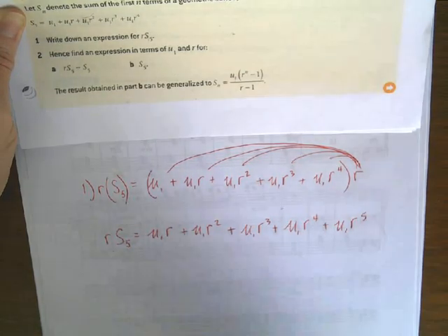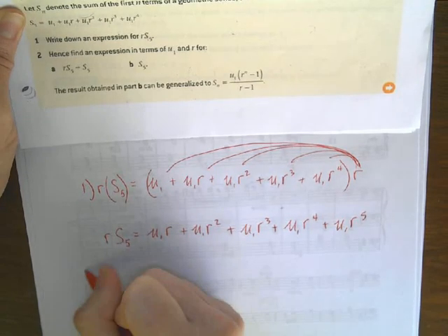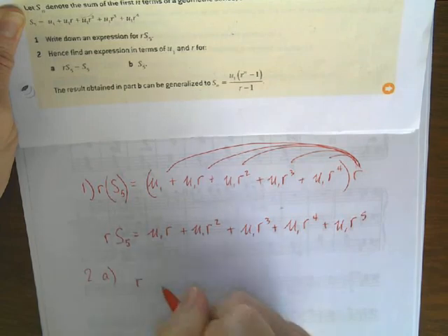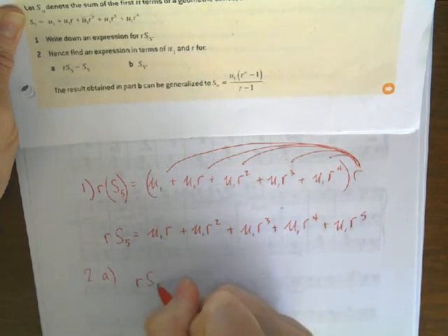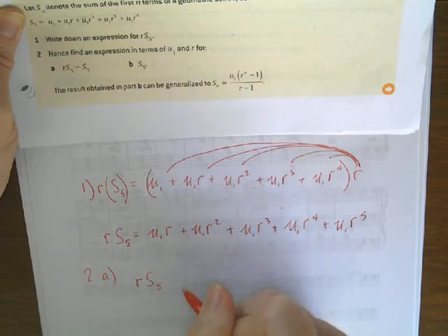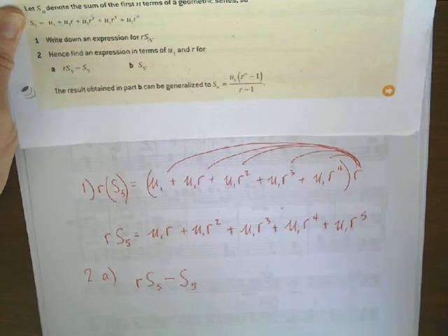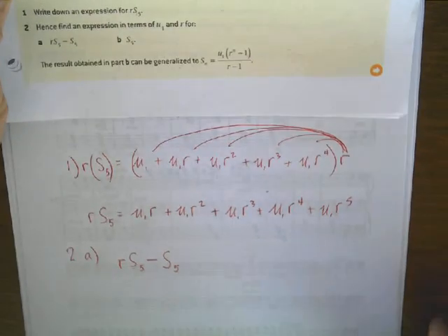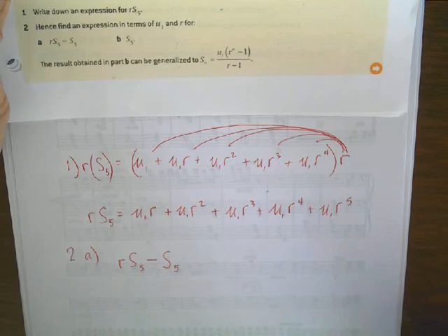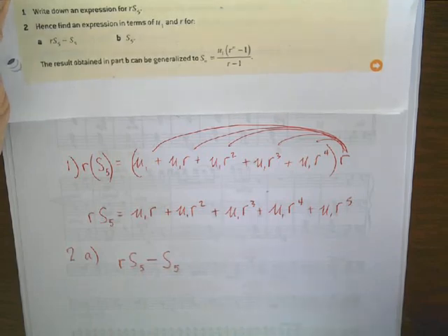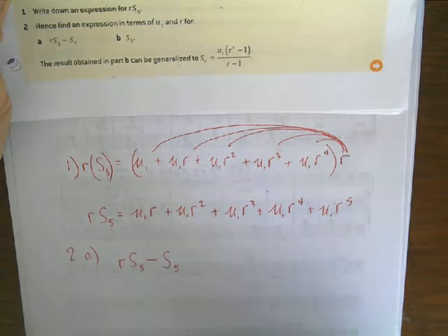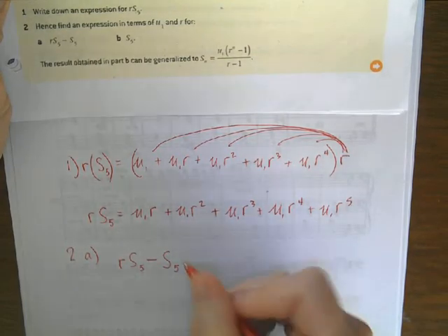So that's part 1. Now they say, okay, let's write an expression for r times the sum of the first 5 terms minus the sum of the first 5 terms. And you're saying, why are we doing that? Again, just bear with us. This is a common mathematical trick in order to prove that a formula works. You end up multiplying by something, adding something, subtracting something, so that you can then end up proving something else.